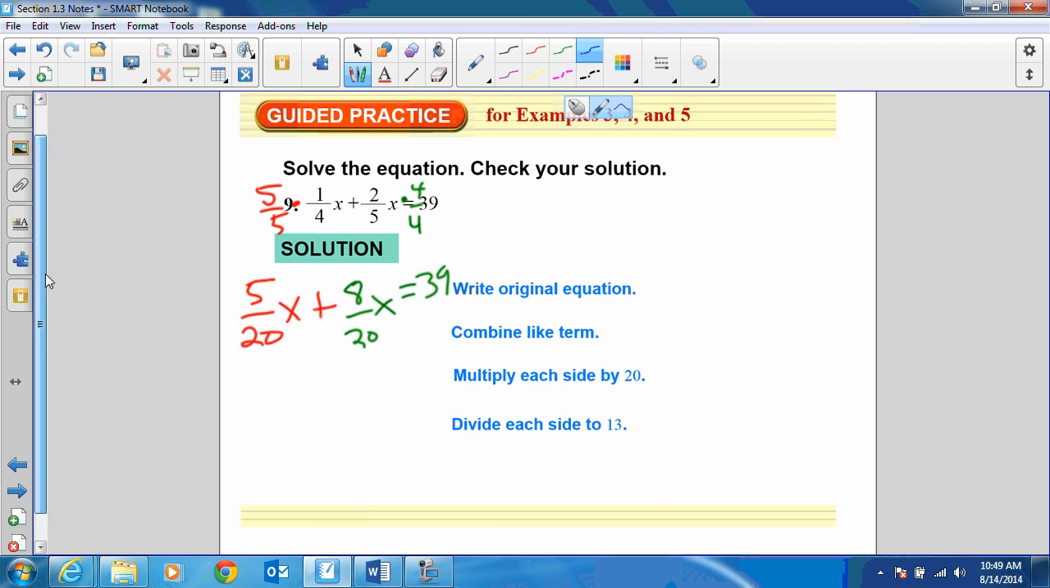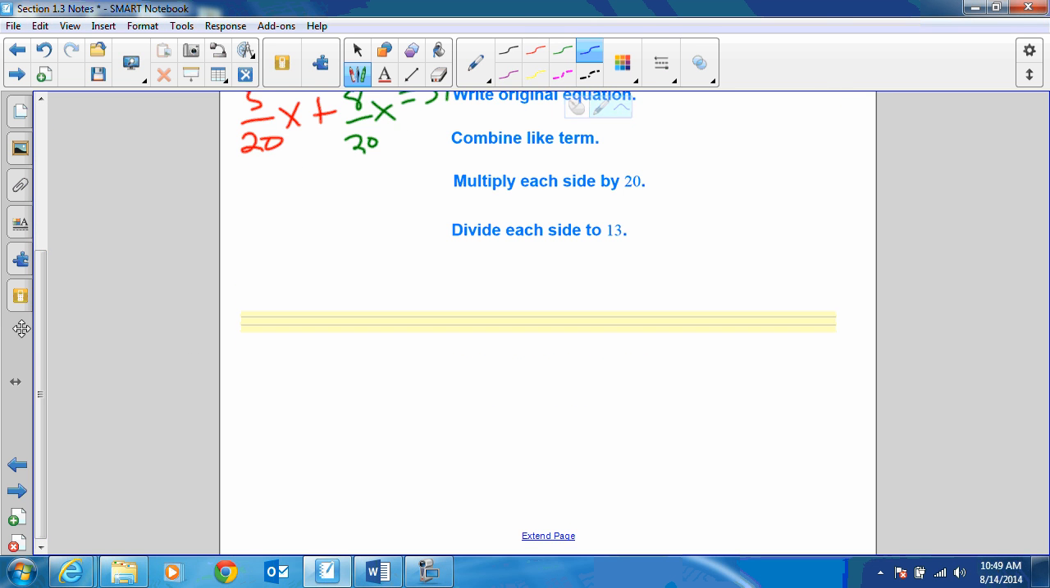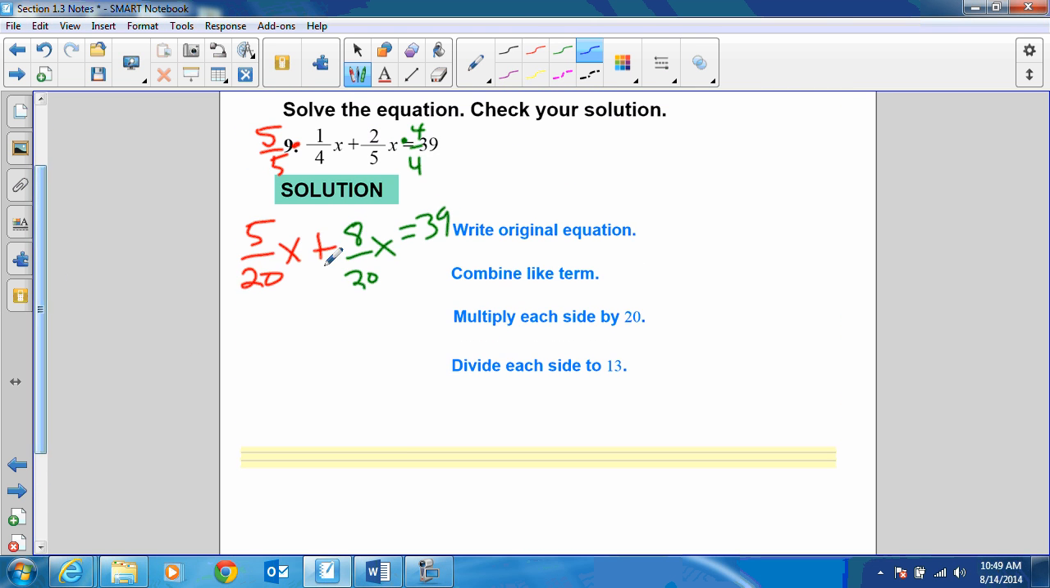So now we can combine like terms. 5/20 plus 8/20 is 13/20. So we'd have 13/20 x. Don't make it 13/40. Remember, when you add fractions, they have to have the same denominator, but you don't add the denominator. So you have 5/20 and 8/20. How many 20ths do you have total? You have 13/20. Okay, equals 39.